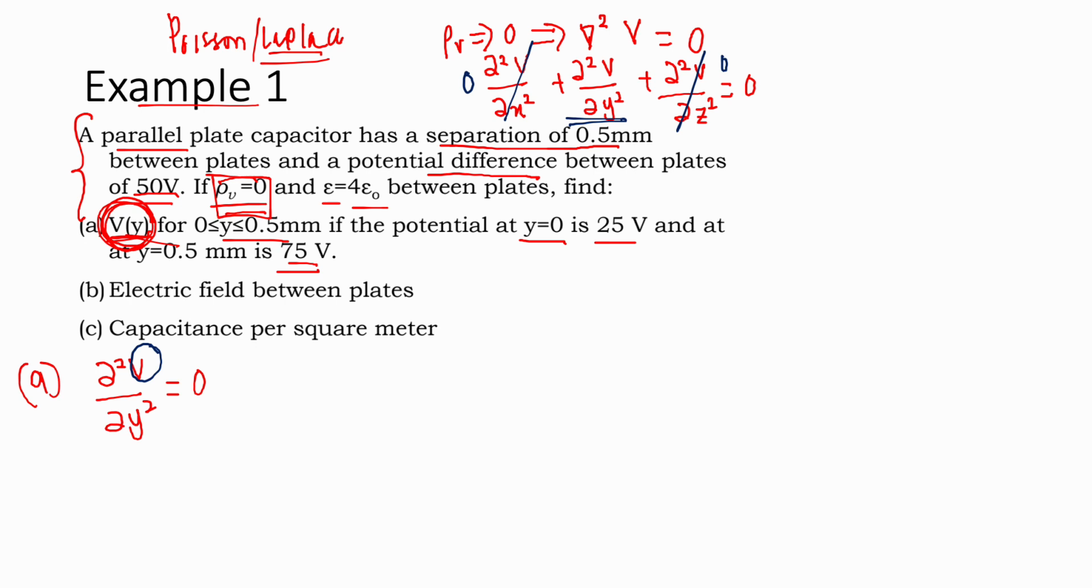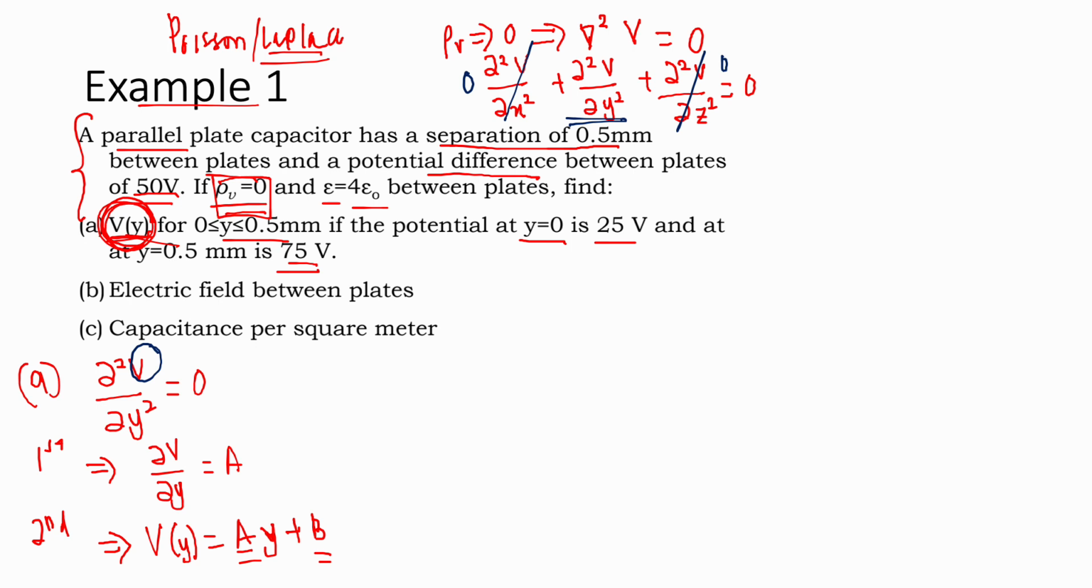So the first integration will give us dV over dy is equal to A, right? The second integration will give us V is equal to A times y, because we are in the y element, plus B. Usually V is written as such, because we are interested in V in terms of the y element. Now we need to obtain the unknowns A and B.